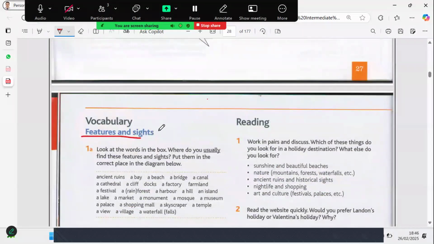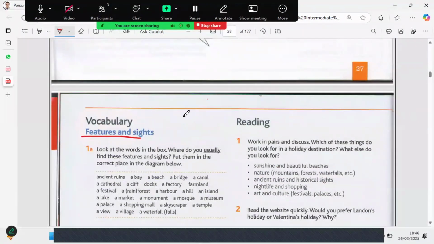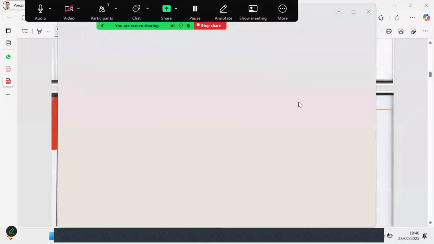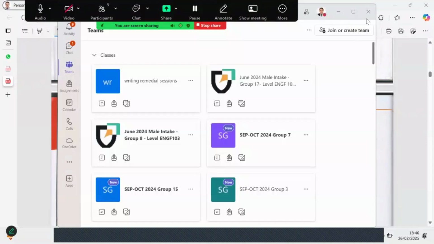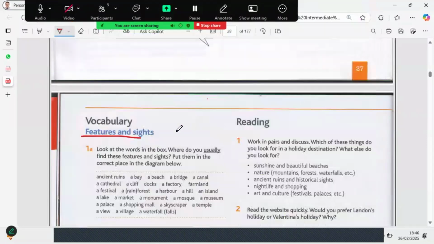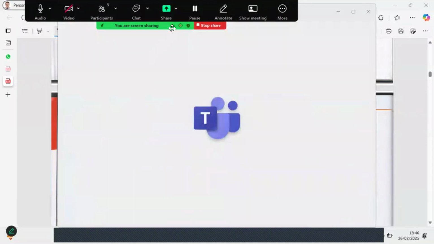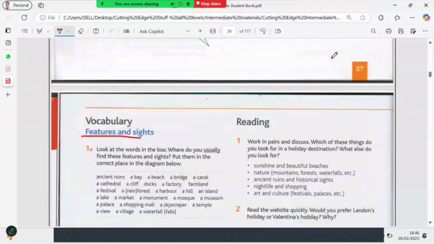What does features and sights mean? What does features mean? مزايا. Yes, exactly. Features, like what are the features of your laptop, for example? What are the features of your iPhone? What are the features of your dad's car? Okay. It's really fast.